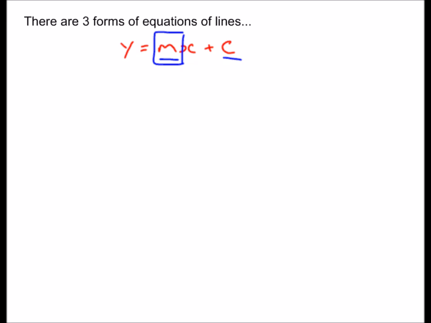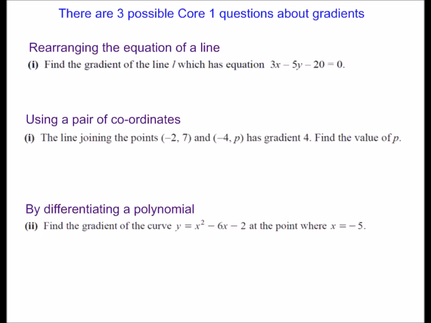In Core 1, there's actually 3 sorts of gradient questions you could be asked. The first one is, as we've just been saying, rearranging the equation of a line, but you're not going to get an equation in the form y equals mx plus c and be asked what the gradient is. They're going to make it a little bit trickier for you, so you're going to get a line something like this, and they're going to ask you what the gradient of that line is.